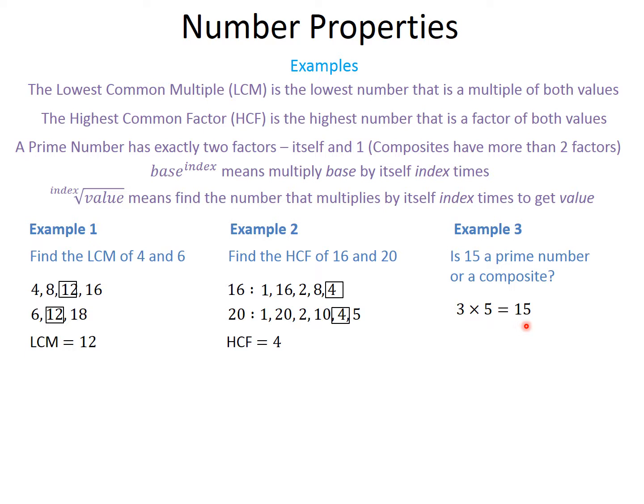So all I have to do is show that there's any numbers apart from 1 and itself that multiply to get to 15. And if that's the case, then I can just say it's a composite. It's not a prime. If I couldn't think of anything, I'd write down 1 times the number itself, and then I'd say it's a prime. So that's just an easy way of showing our working here. You don't need to list every single factor, because we only need to know if there's anything except 1 and itself.